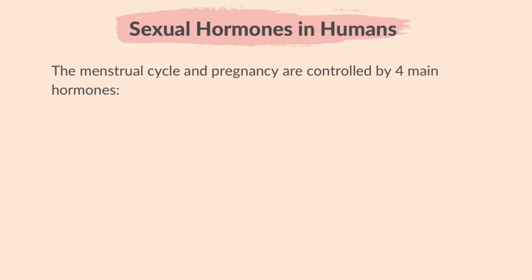The menstrual cycle and pregnancy are controlled by 4 main hormones: estrogen, progesterone, FSH or follicle stimulating hormone, and LH or luteinizing hormone.